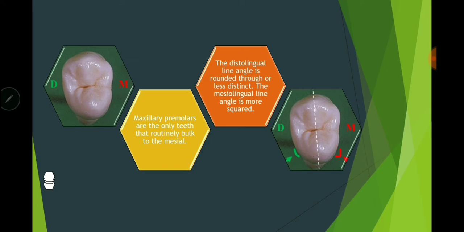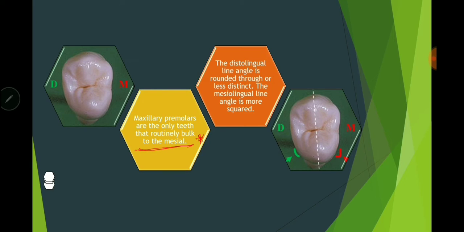Now, this is an example of the maxillary first premolar. The maxillary premolars are the only teeth which routinely bulk to the mesial. So which teeth routinely bulk to the mesial? The maxillary first premolars.